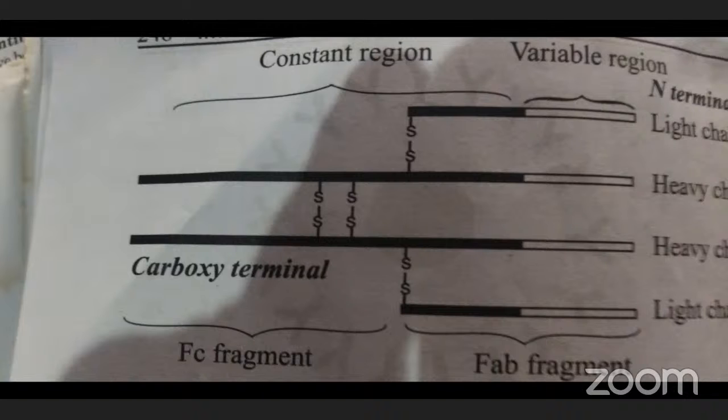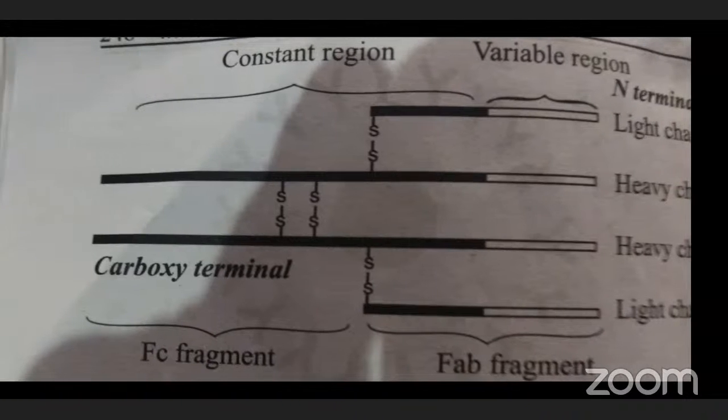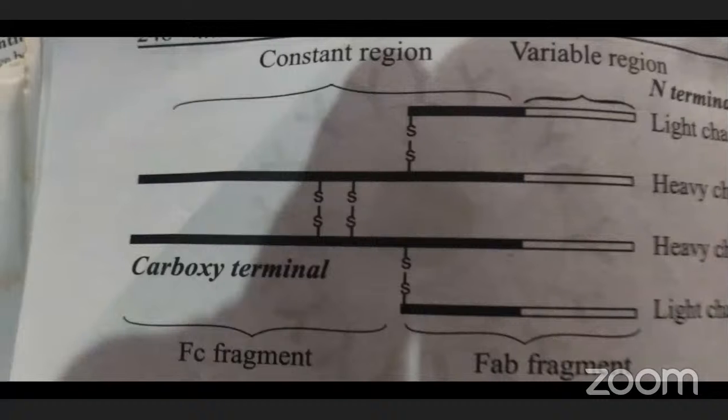Immunoglobulins have two heavy chains. The heavy chains are the longer ones. These two are called the heavy chains. The heavy chains are also identical, like the light chains. Heavy chains are made up of a huge number of amino acids, approximately 450 to 700 amino acids.